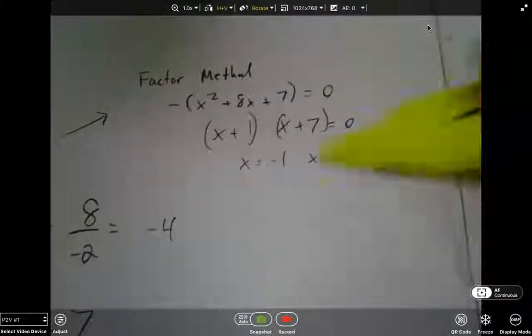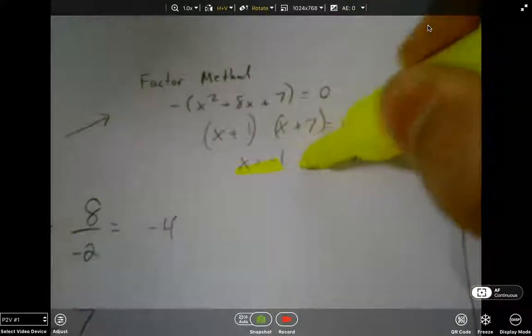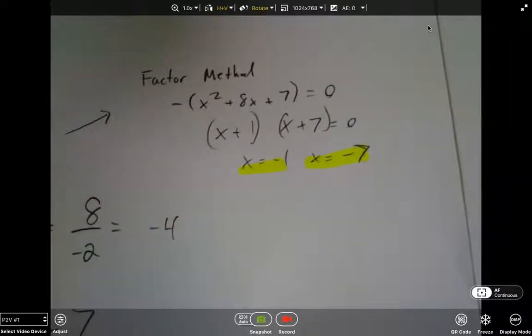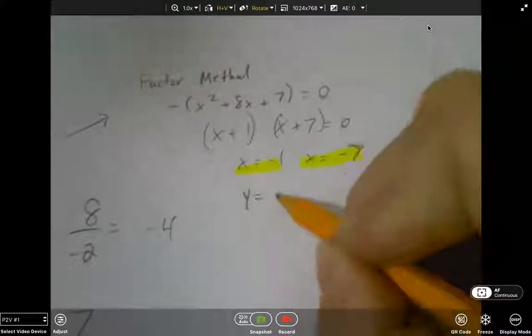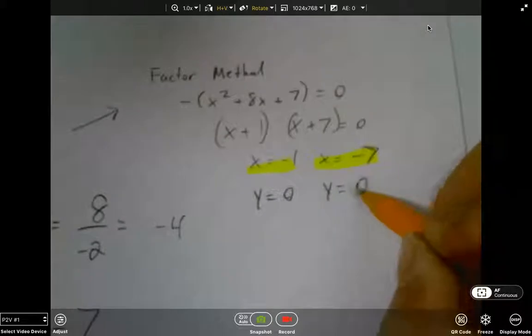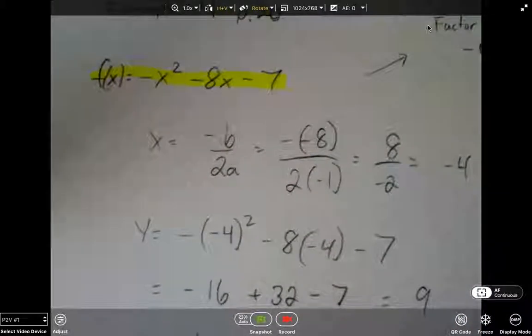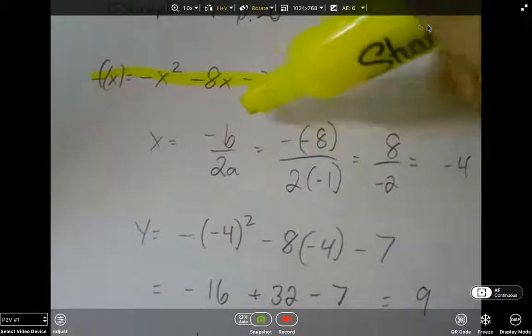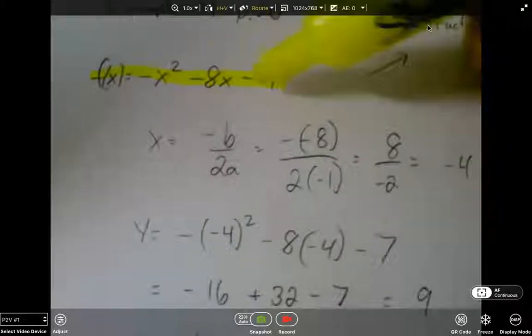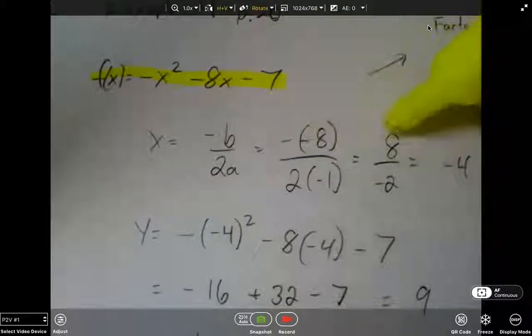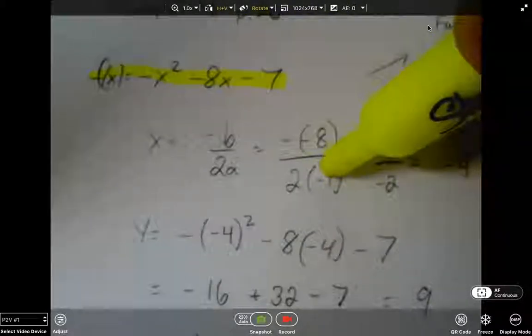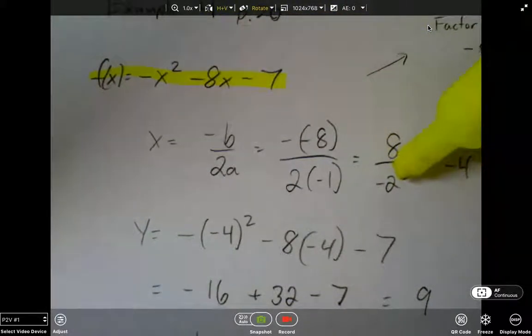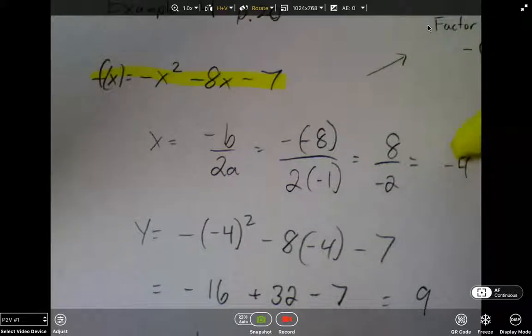Now going into my graph, I know there's going to be solutions at these 2 points. So that means if there are solutions there, my y should equal 0 at these 2 points. So going back to the graphing method, I'm going to go ahead and find my line of symmetry, or my x equals, so -b divided by 2a. So -8 is +8, and 2 times -1, which is my a value, is -2. 8 divided by -2 is -4.